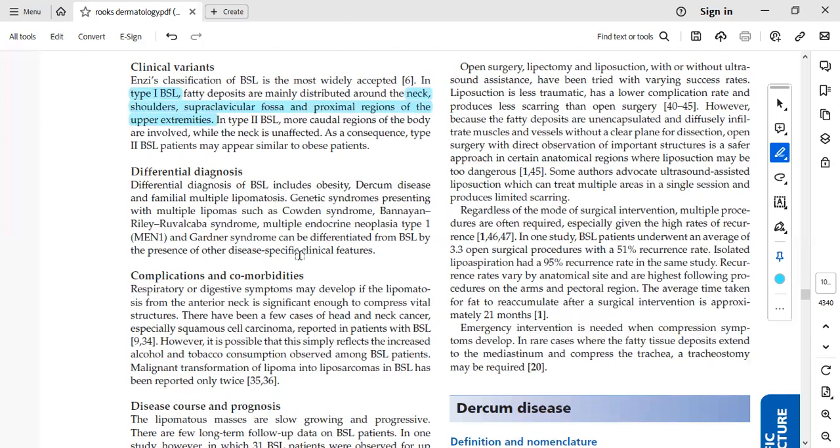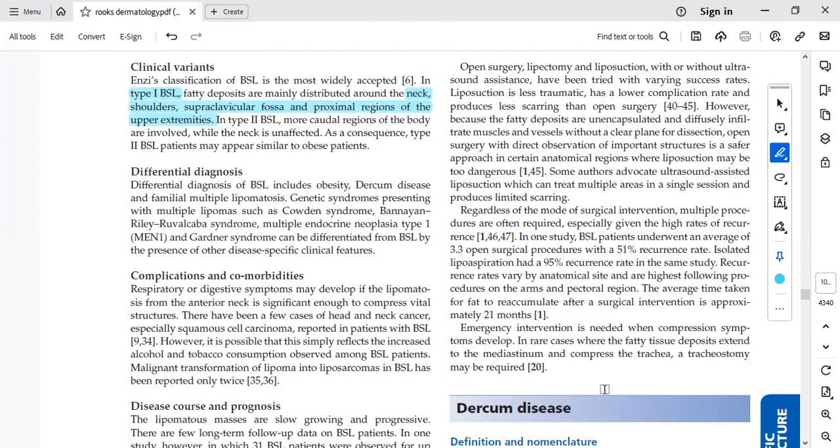Complications and comorbidities: respiratory or digestive symptoms may develop if the lipomatosis of the anterior neck is significant enough to compress vital structures. There have been a few cases of head and neck cancer, especially squamous cell carcinomas, reported in patients with BSL. However, it is possible that this simply reflects the increased alcohol and tobacco consumption observed among BSL patients. Malignant transformation of lipoma into liposarcoma in BSL has been reported only twice. So the complications are respiratory and digestive symptoms, and SCC of the head and neck.